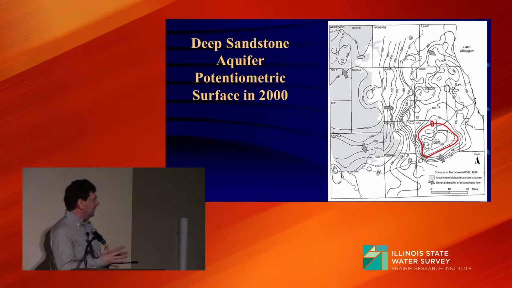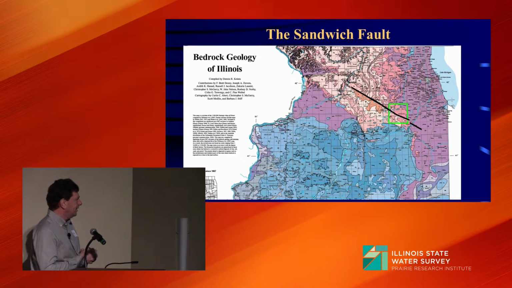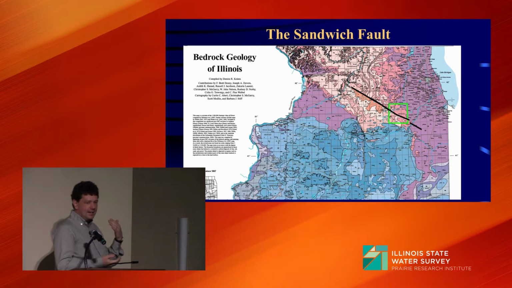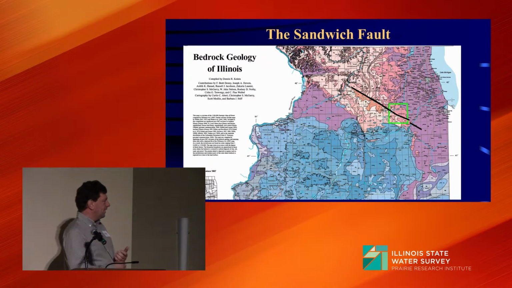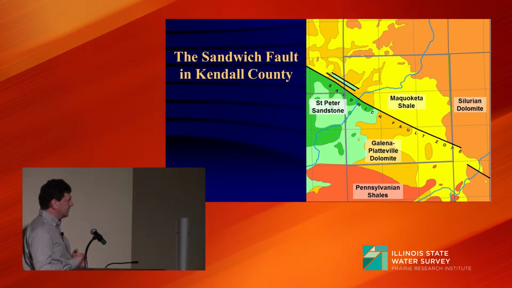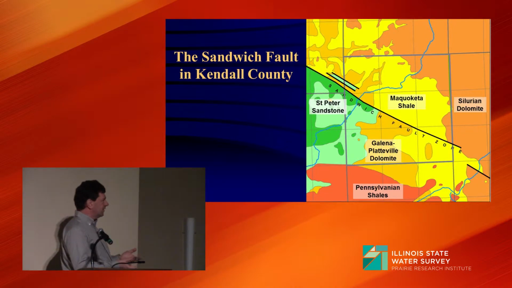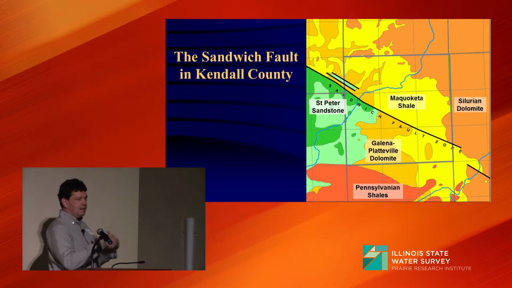So the Sandwich Fault is a major structural feature across northern Illinois that cuts right through Kendall County in the green box and splits it in half. So the south side of the fault has been raised relative to the north side, which has dropped down. So in Kendall County itself, this has brought the St. Peter sandstone to the bedrock surface and may interact with the Fox River as well. On the north side, there's shales at the surface, so a very different feature there.